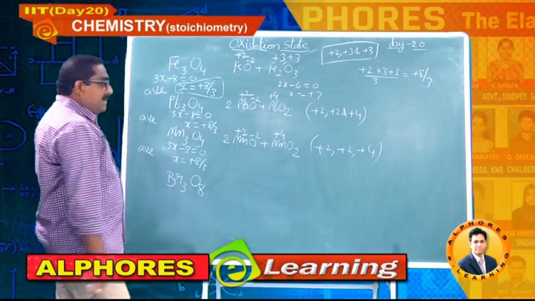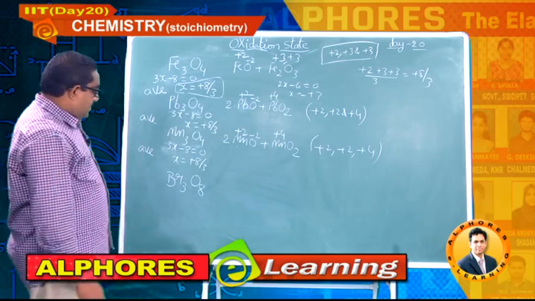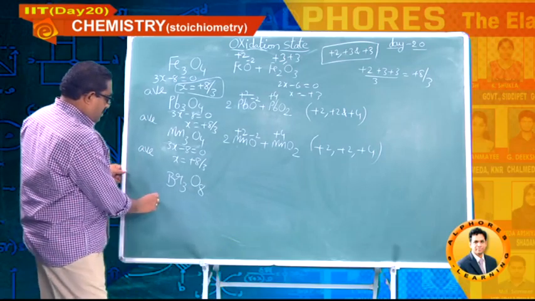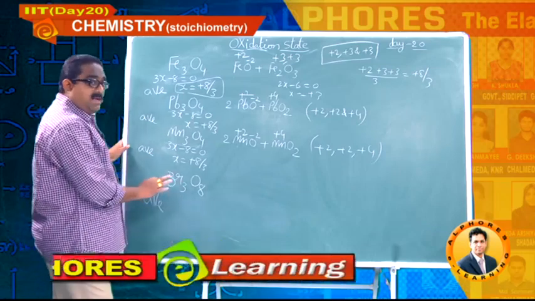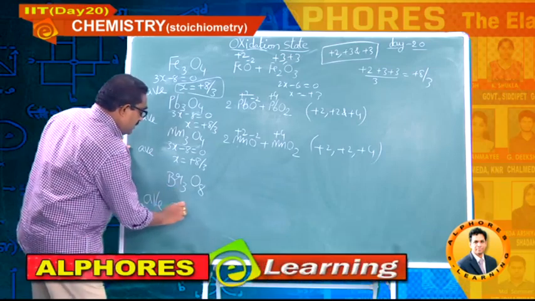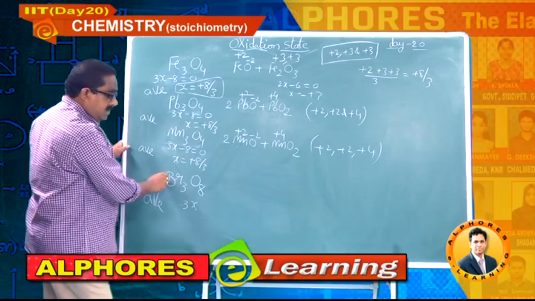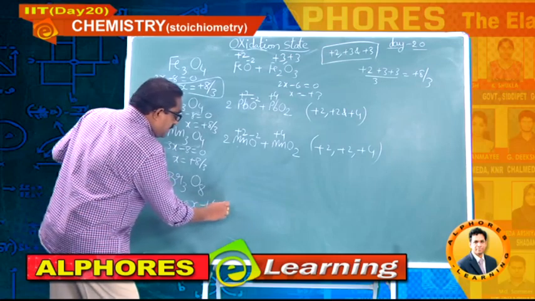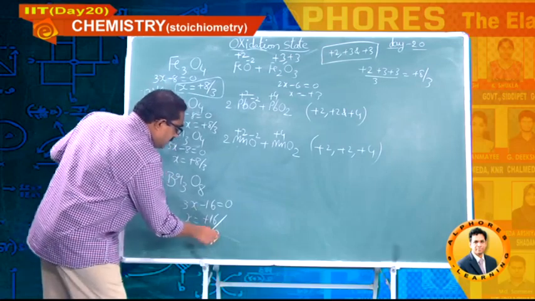Now coming to this, let me do the calculation first. Average. Concentrate students, this is different. This is not a mixed oxide now. Average 3x, 3 bromines, minus 8 oxygens, 16. So x equal to plus 16 by 3.